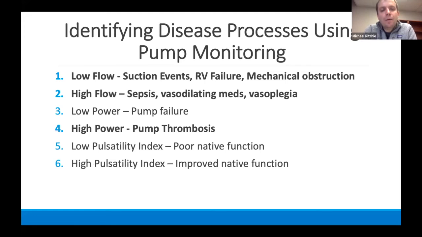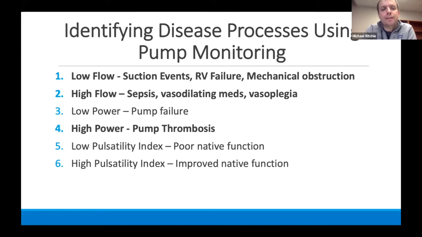If you see low power, the odds are it's probably pump failure. And then obviously that's an emergency, but there's nothing from a patient standpoint that's really going to cause low power. It can alarm low power, and it's something that you need to look at to see, is the pump failing for some reason?